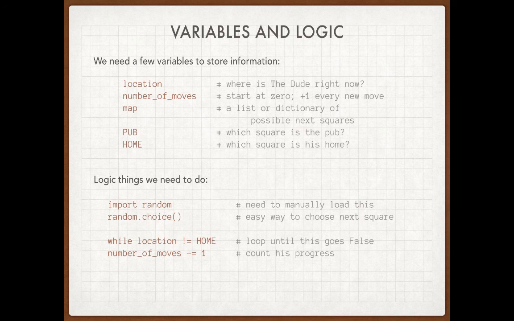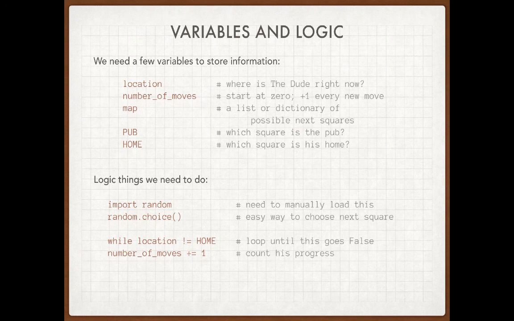All right, but some of the logic things that I need to do then, obviously I'm sending him randomly around the board, and so I have to import the random module. We've already talked about that a little bit, that Python runs lean and mean, and it doesn't always load everything that Python has, and random is one of them. So at the top of my script, I'm going to have to import the random module. But random has a function called choice, which is a really easy way to choose the next square. So I'm going to use choice as a way to send him around the board.